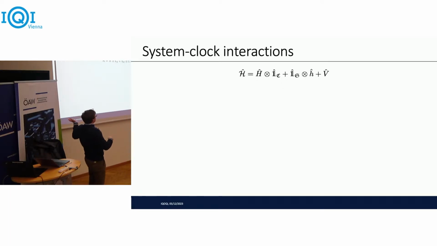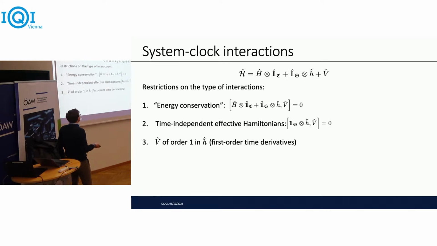So given that, and given the problem we've seen before, I'm going to restrict the types of interactions between system and clock. I'm going to introduce three constraints. One is that the sum of the Hamiltonians of system and clock, this should be HC, sorry, and also this one, must commute with the interaction term between system and clock. And maybe we can discuss later why this should be the case.